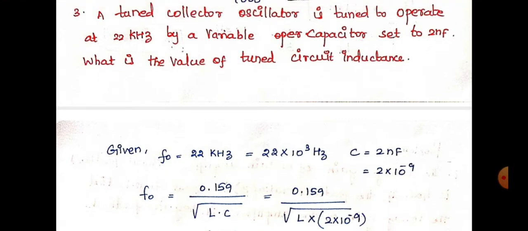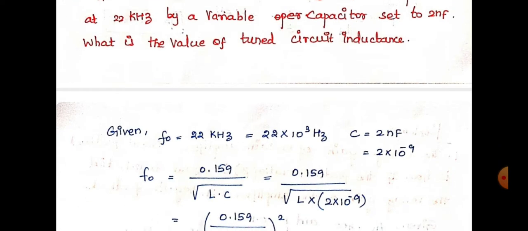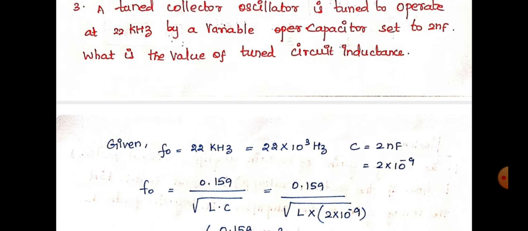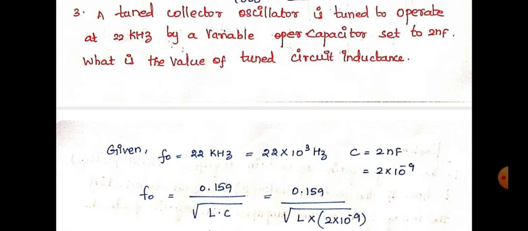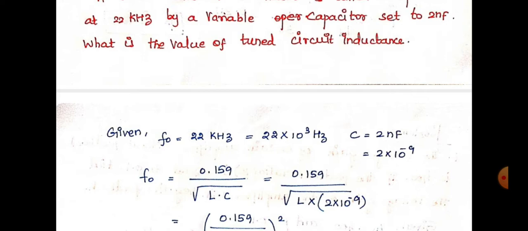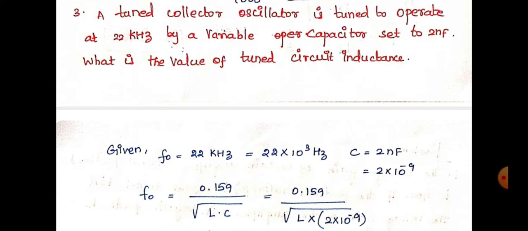Next, a tuned collector oscillator is tuned to operate at 22 kHz by a variable capacitor set to 2 nanofarad. What is the value of the tuned circuit inductance? Inductance means you are going to find the L value. From the question, first we note F0 is equal to 22 kHz. Kilo means 10 to the power of 3, so 22 into 10 to the power of 3 Hz. Capacitance C is equal to 2 nanofarad, 2 into 10 to the power of minus 9.